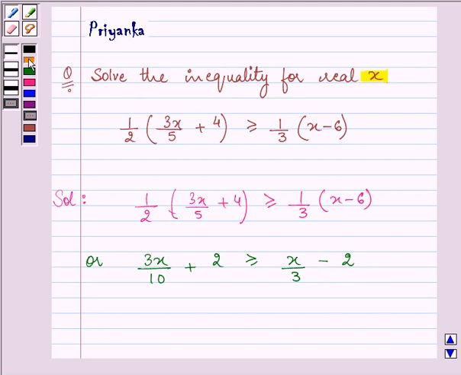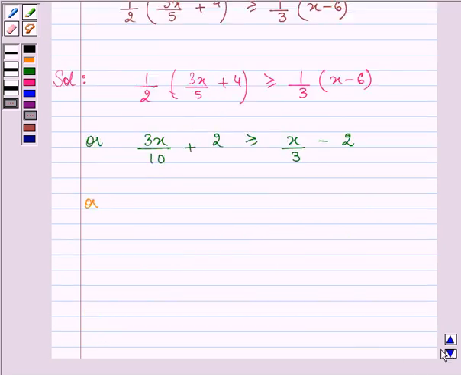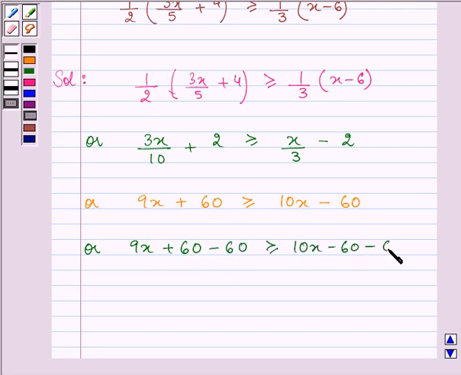Now, on multiplying both the sides by 30, that is the LCM of 10 and 3, we have 9x plus 60 is greater than or equal to 10x minus 60. On subtracting 60 from both the sides, we have 9x plus 60 minus 60 is greater than or equal to 10x minus 60 minus 60.